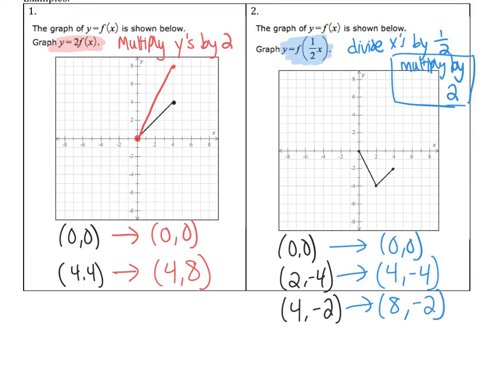And then I plot my new points. So I've got 0, 0. I've got 4, negative 4. And then I've got 8, negative 2.